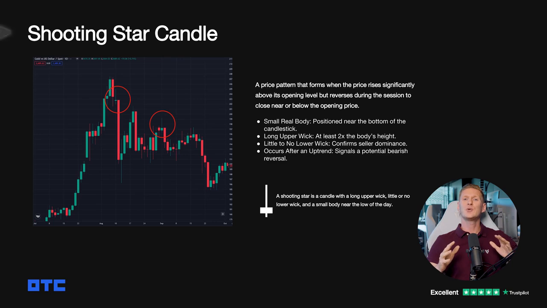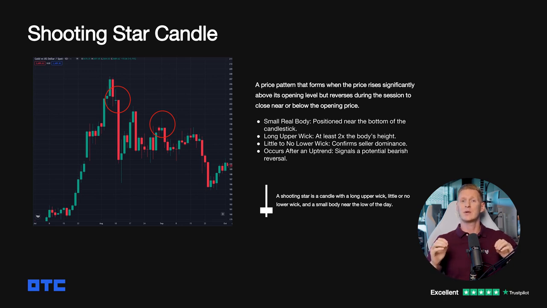Now that we have covered the hammer candle, let's move on to its bearish counterpart, the shooting star candle. The shooting star candle is the opposite of a hammer candle. It is a bearish price pattern that signals a potential market top and reversal. A shooting star forms when price initially surges well above the opening, showing strong buying activity. But by the end of the session, sellers take over, driving the price back down to close at or below the opening level. This shift in control signals a possible trend reversal.